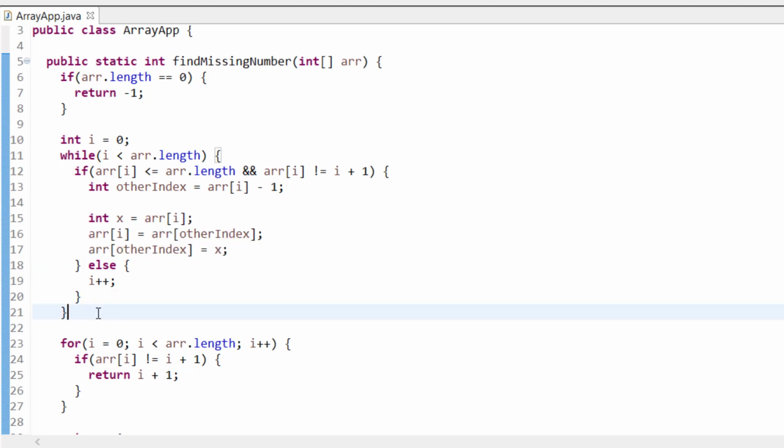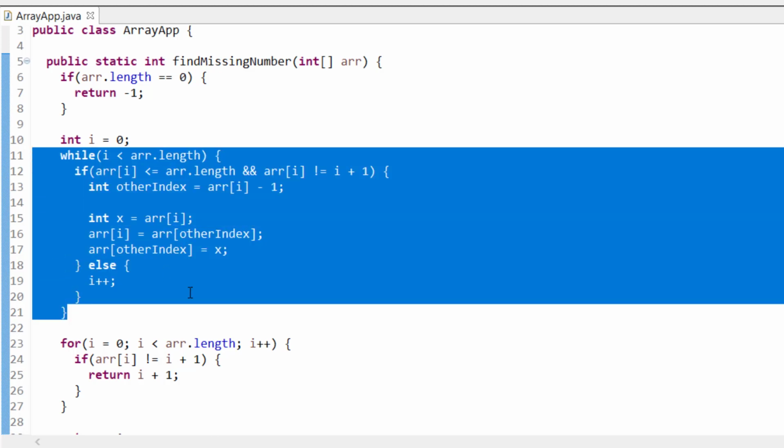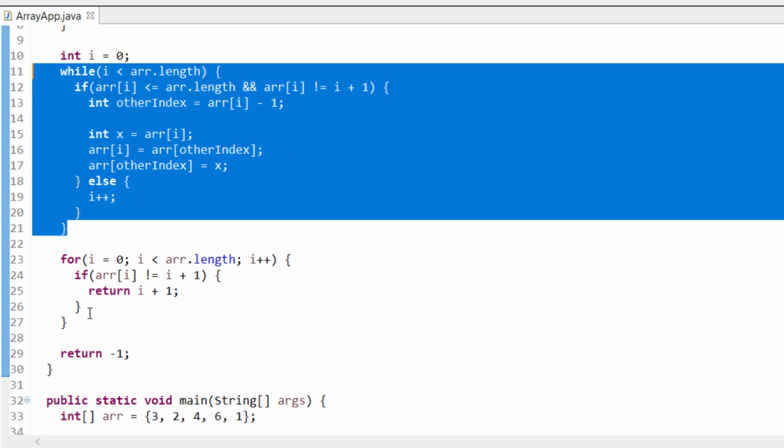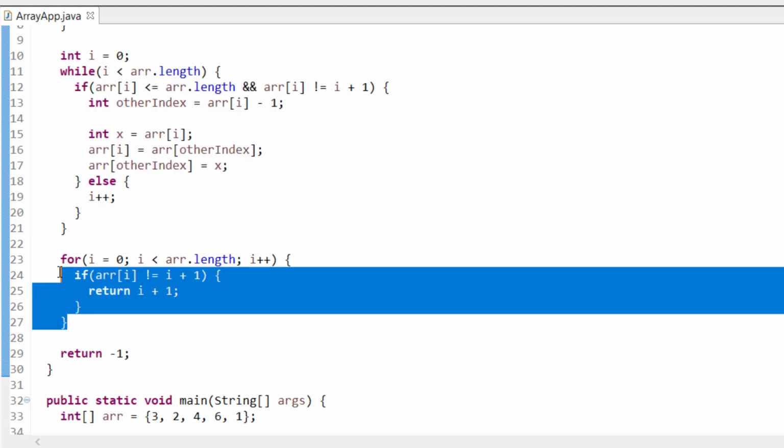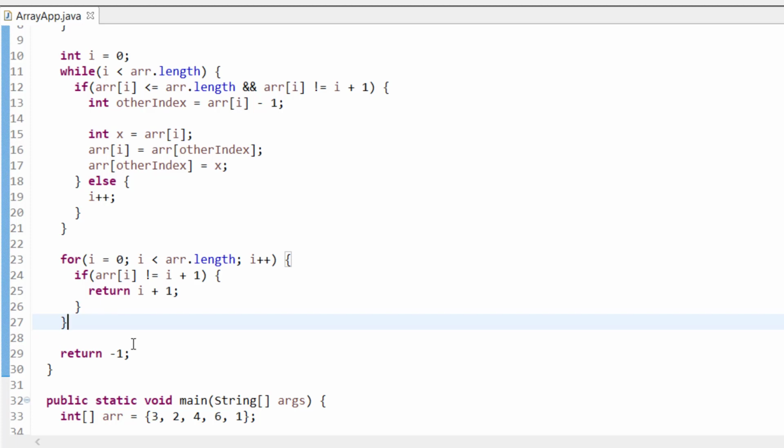So this is how we can do it first of all. Now in the second iteration we need to find out which value is missing. So we can just iterate the loop once, and if at any position array[i] is not equal to i plus 1, it means that is the missing value. So in this case we can return i plus 1. And if no values are missing, we can return -1, meaning all values are there, right?